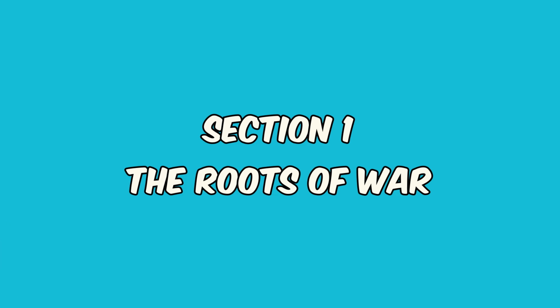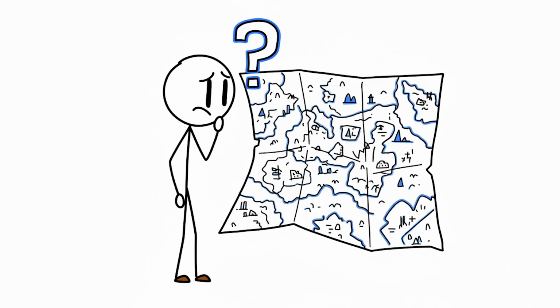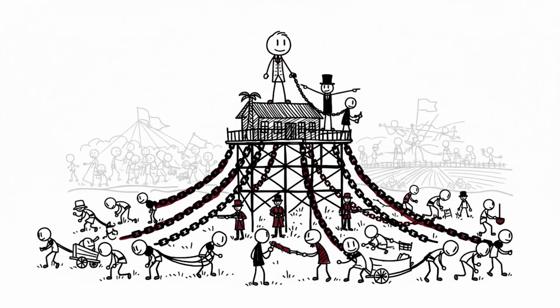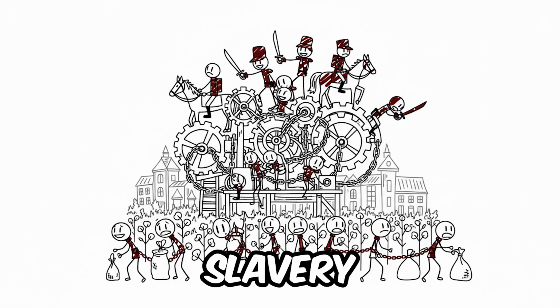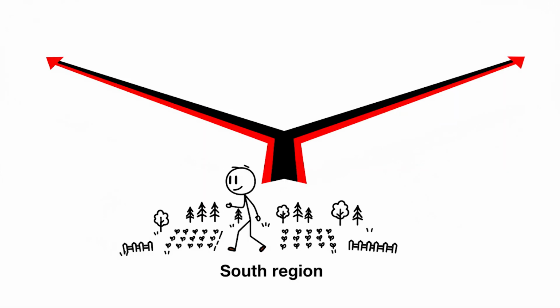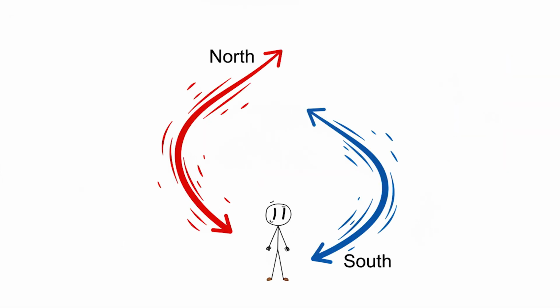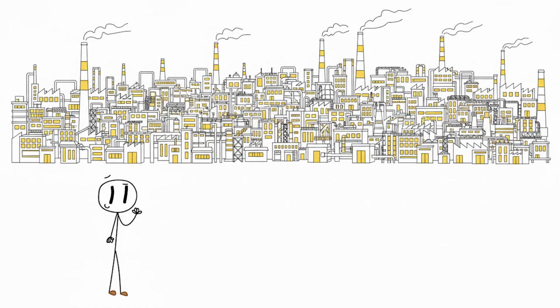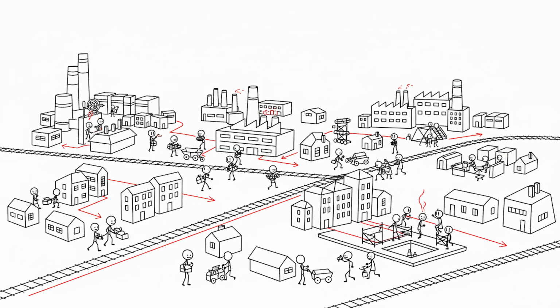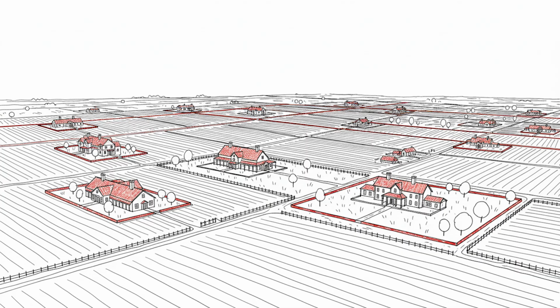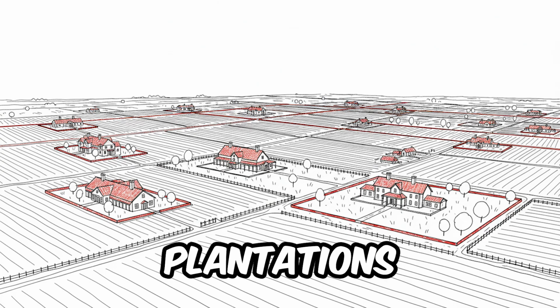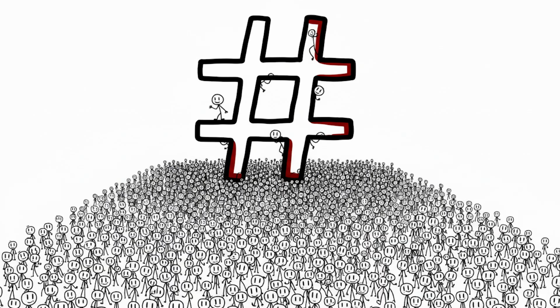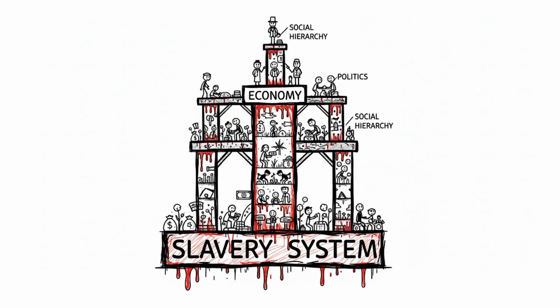The roots of war. To understand why the nation collapsed, we need to start with a simple truth. The Civil War was fundamentally about slavery. For decades, the North and South were moving in completely different directions. The North was industrializing: factories, railroads, immigrant labor. The South was built on plantations, cotton exports, and nearly 4 million enslaved African Americans.